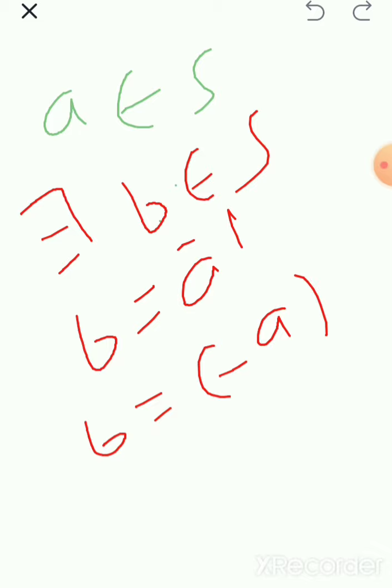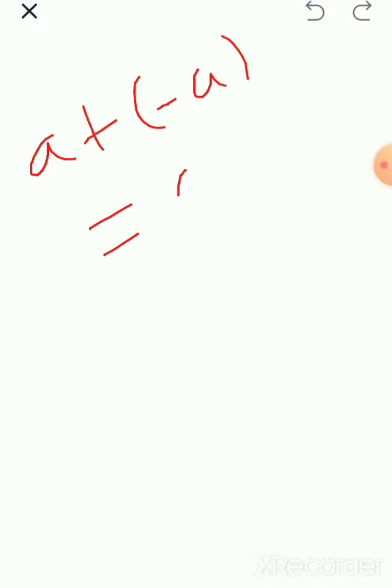So for A belongs to S, if there exists minus A belongs to S, it is denoted by B or A raised to minus 1, such that A plus (minus A) equals 0, that is the additive identity. Then we can say that the property number 5 holds in S.